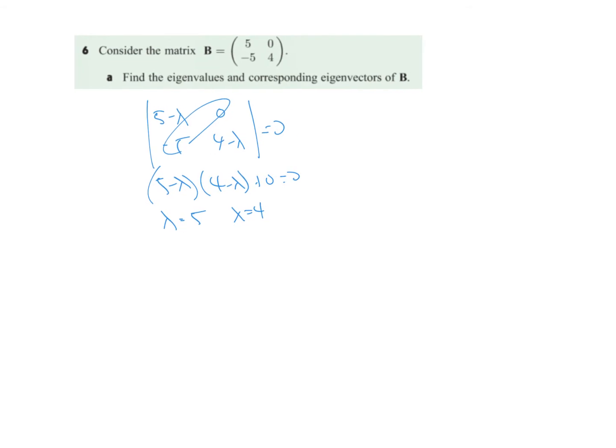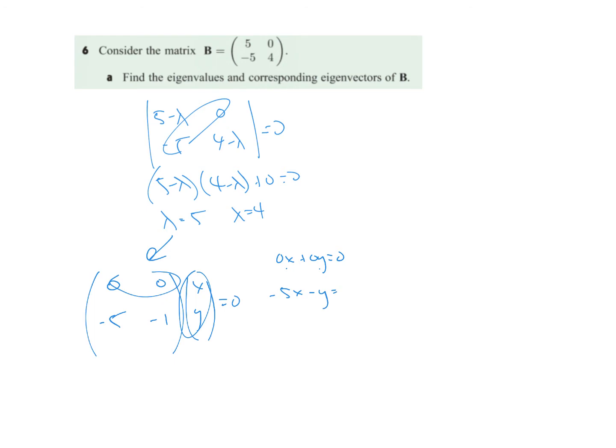And so using the eigenvalue of 5, I plug 5 in here, and it's going to be minus 1. And when that is the case, I multiply by (x, y) equals (0, 0). The first one says 0x plus 0y equals 0. That's what the top one tells us, which means x and y at this point can be any numbers at all. When you do the next one, it's minus 5x minus y is 0, which means that y is equal to negative 5x.